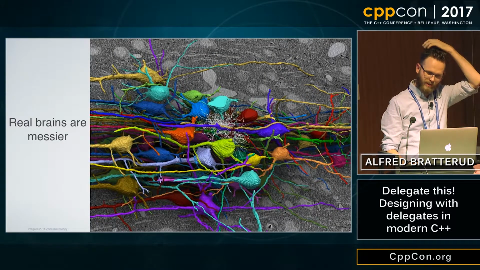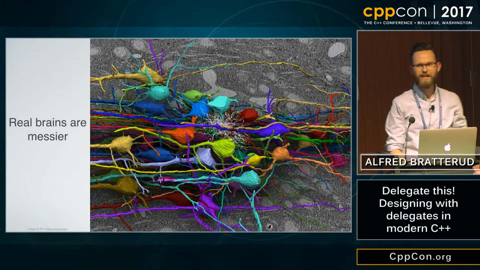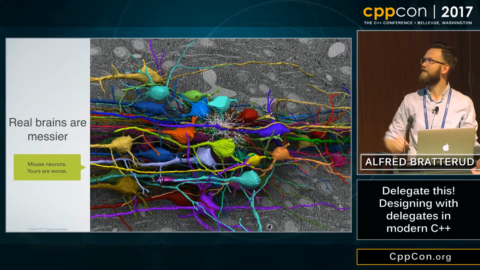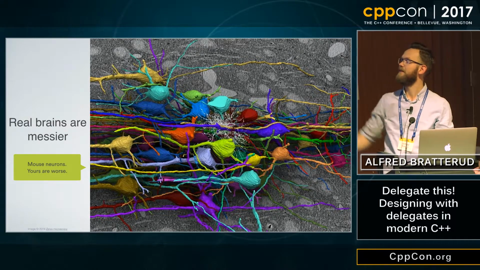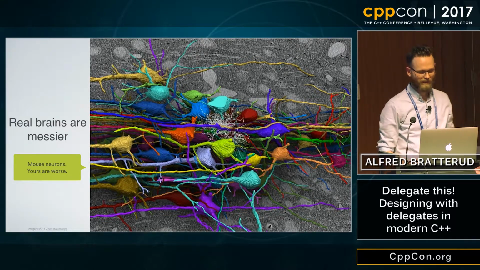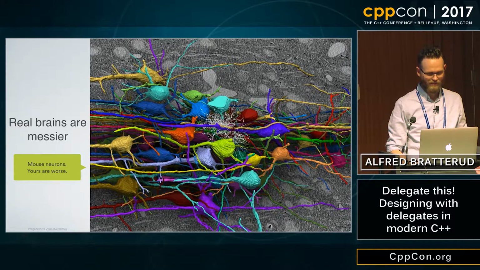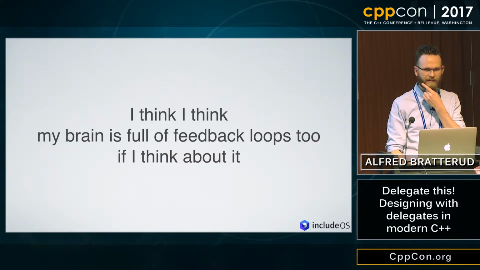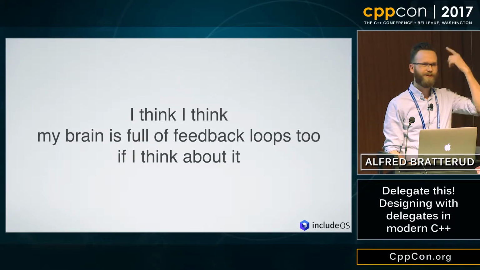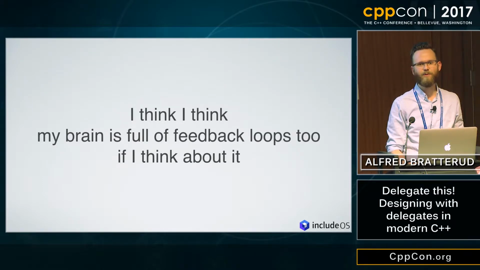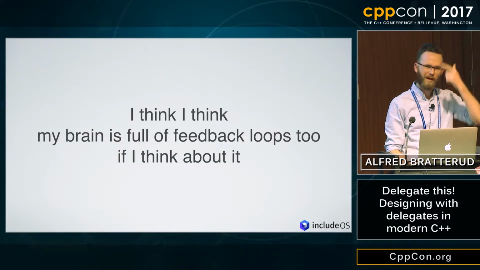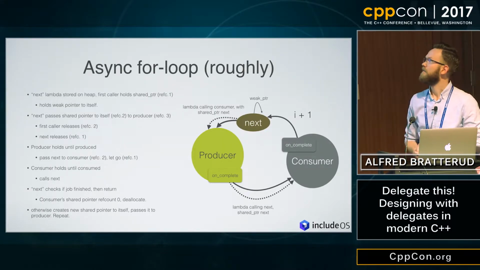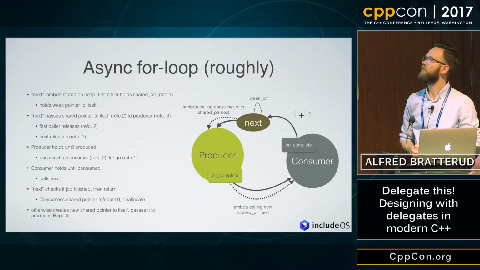Fortunately, the real brains are even messier. These are mouse neurons that have been generated, I think automatically, into 3D renditions of real neurons, and yours are even worse. I think there are also lots of loops in real neural networks. I'm certain that in my brain there are lots of these feedback loops. So let's look at how this algorithm actually works.